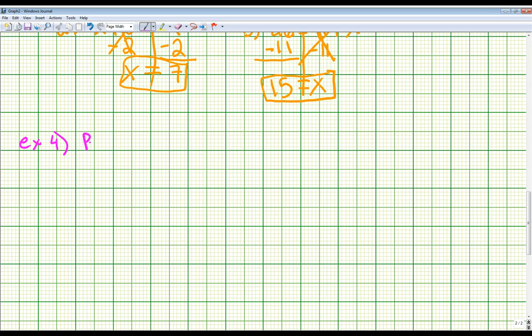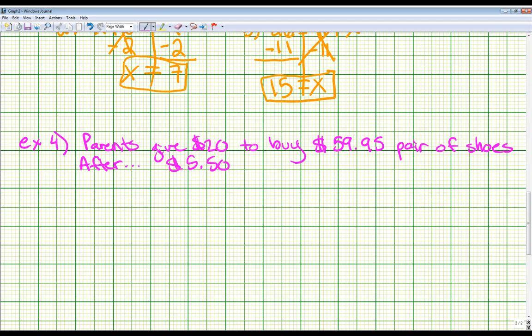So the first thing they give us is that our parents give $20 to buy a pair of shoes that are $59.95. So I'm going to put to buy $59.95 pair of shoes. That's information that they give us in the question. And after we buy them, we have $5.50 left. So we're going to say after we have $5.50 left after all of this.